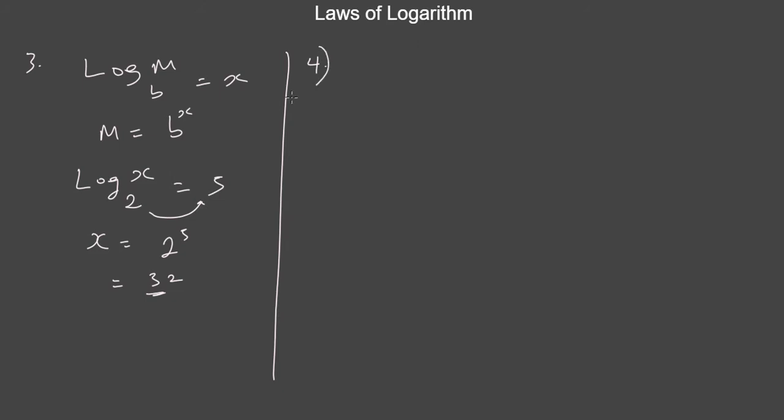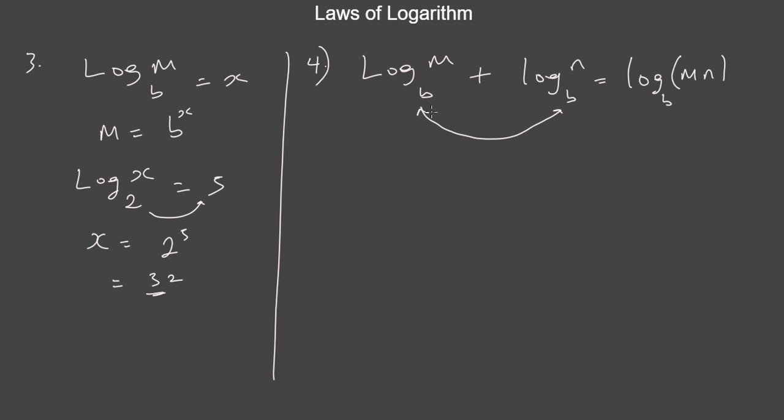So the fourth law states that if I have log of m to base b plus log of n to base b, I can simplify it as follows. I can just take log of m times n to base b. So what the law is stating is this. If you sum two logs with the same base, note they must have exactly the same base, you can simply take the log to that base, then multiply the numbers. So let's take a look at an example.